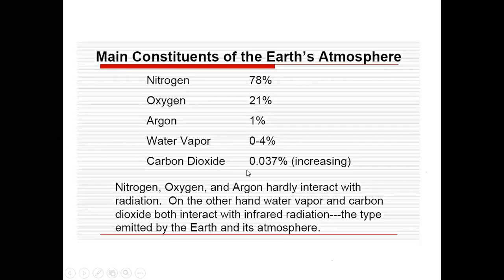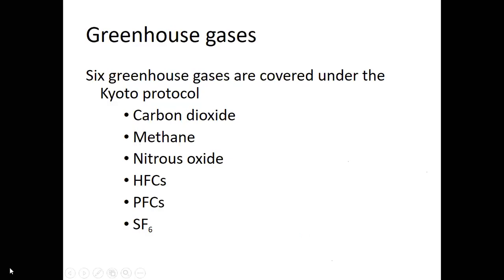Then carbon dioxide level is 0.037%. So this is in year 2000 or something. But now it has increased to 0.04. I think it may be 420 ppm. Okay, so these are the main constituents. I included them just for your information. Then greenhouse gases. So these are the main greenhouse gases that we have to worry about.